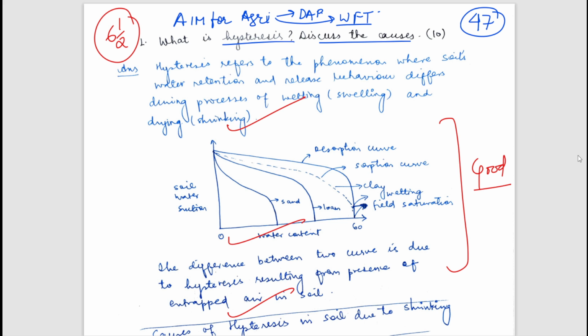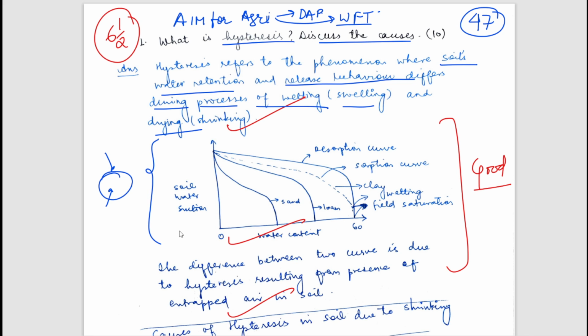What hysteresis is: it is the phenomenon where the soil's water retention and release behavior differs during the process of wetting, swelling and drying. We all know that all soils wet and dry. So it generally gives an account of how the behavior differs while wetting and drying. You can see a good diagram has also been drawn, where everything has been nicely mentioned about sandy soil, loamy soil and clay soil. Wetting and drying have been mentioned. You can pause the video and see the diagrams in detail. You can read anything if you want to.